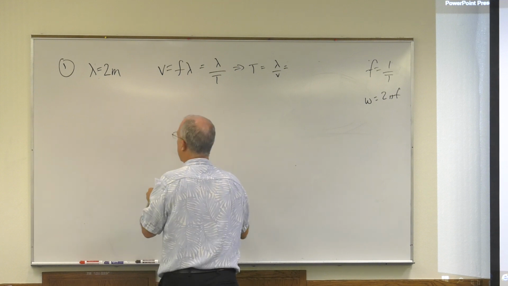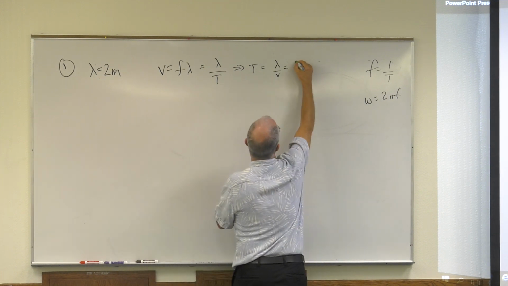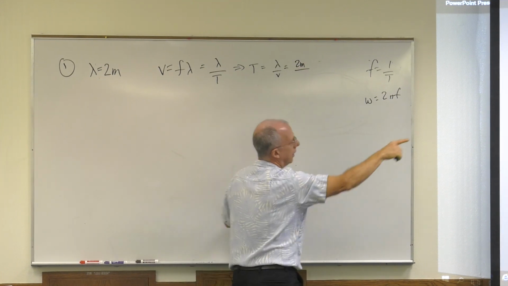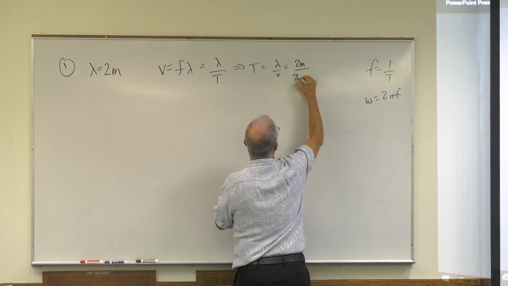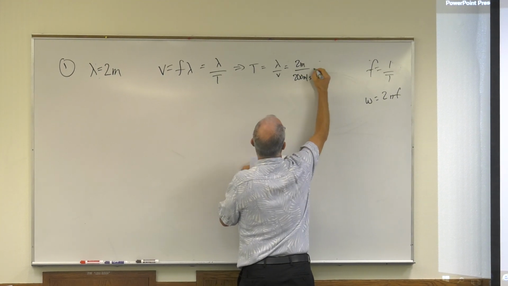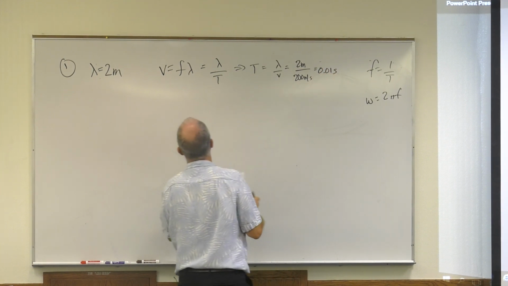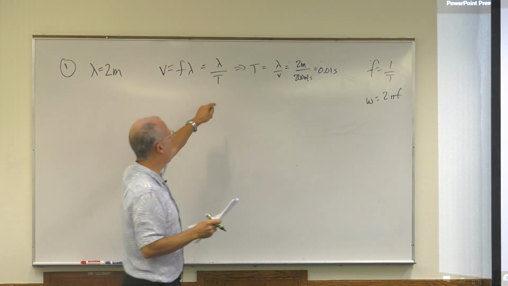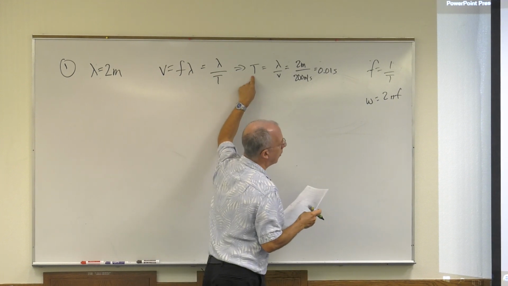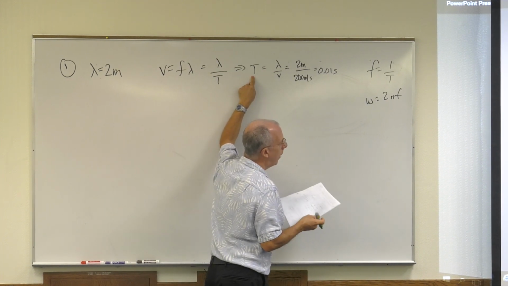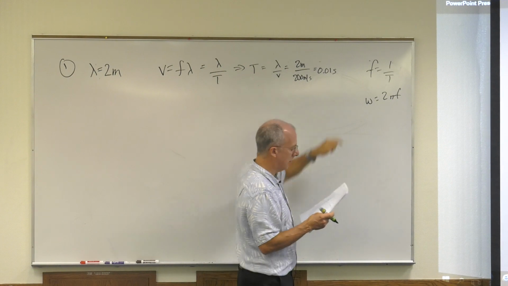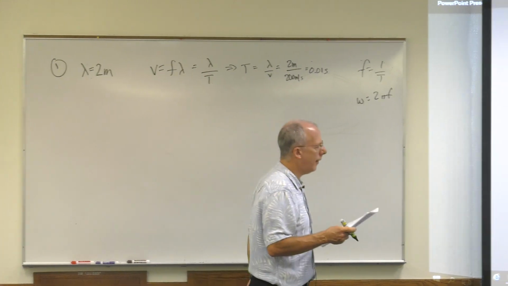Well, lambda is 2 meters. Velocity they give us, 200 meters per second. So that's 0.01. There you go. Units are correct, right? The period is the time for the wave to move one wavelength, so it's in seconds. Awesome.